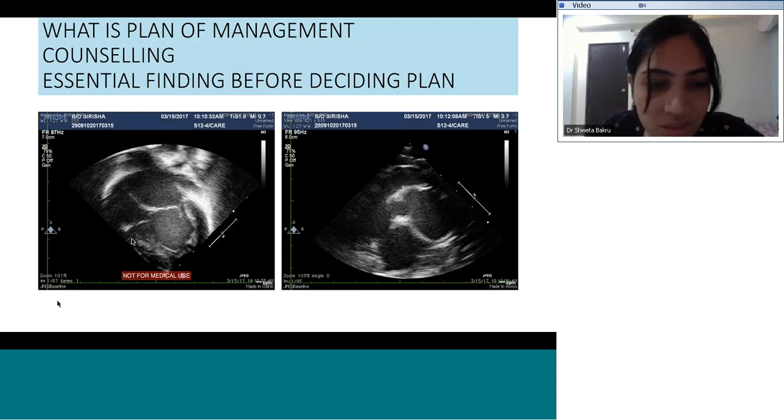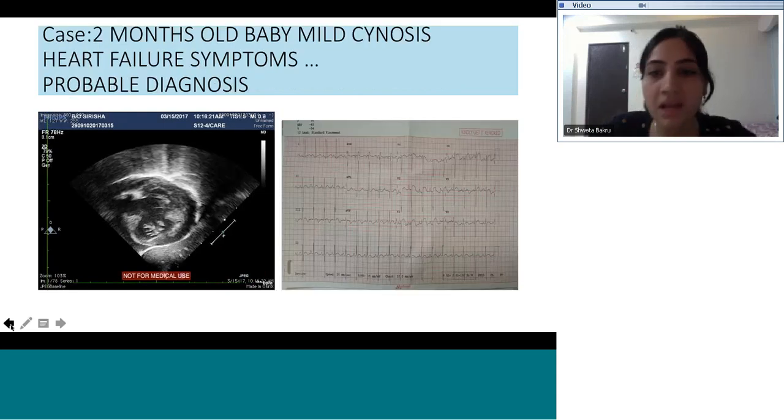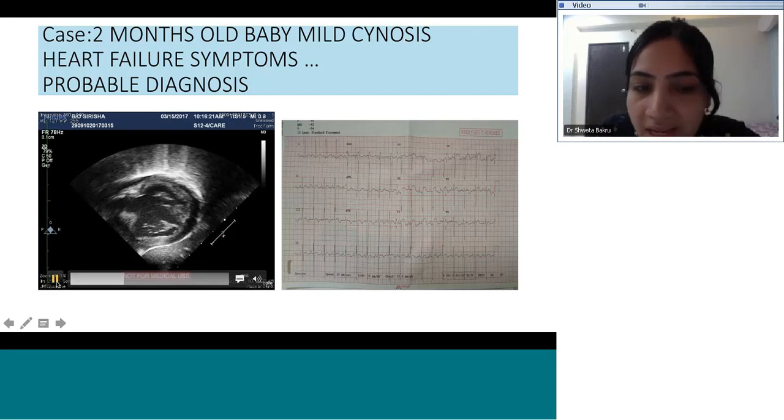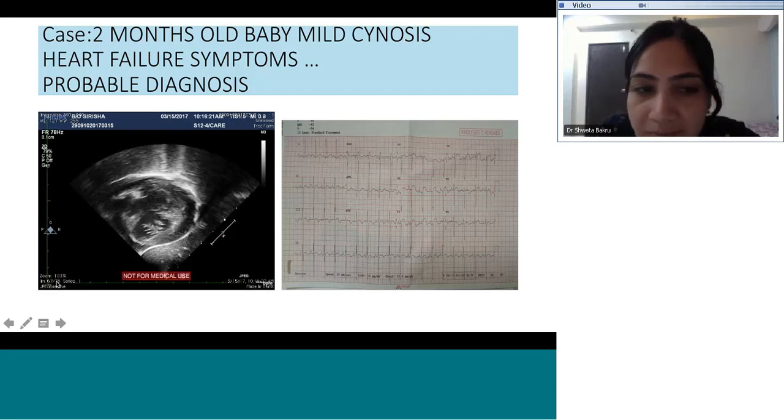So what I wanted to give as a clue to all of you through this picture is, what does it mimic? If you see a picture like this, what does it mimic?